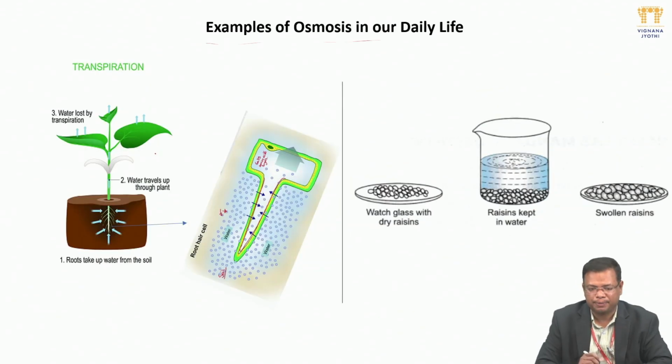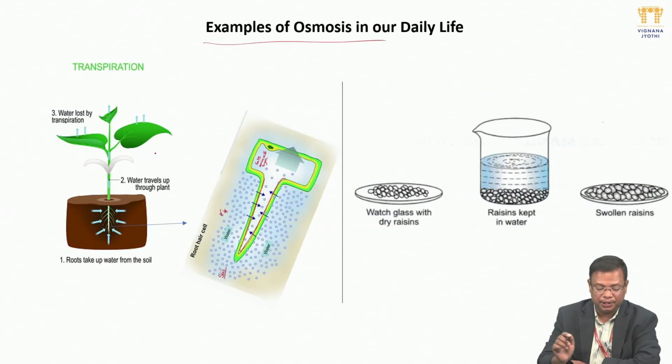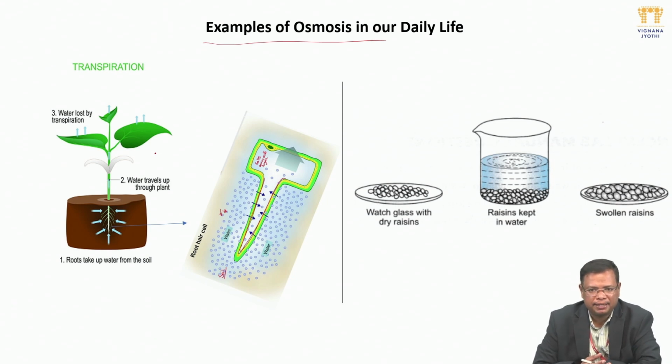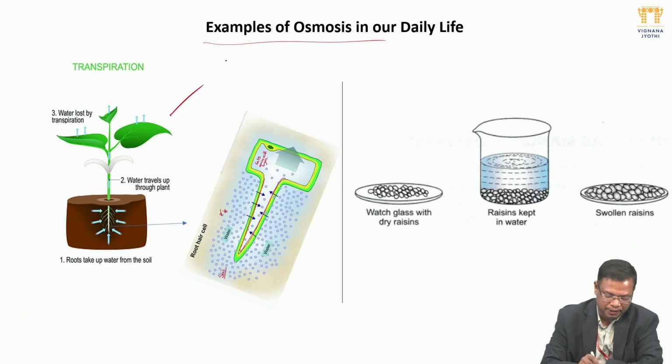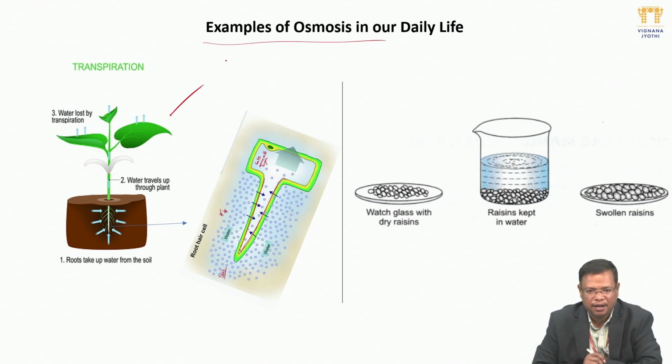So, examples of osmosis in our daily life. If you look at plants in everyday life, they are growing like anything. Very tall trees are growing. How are they growing up? Because of osmosis. How is osmosis happening in the soil?